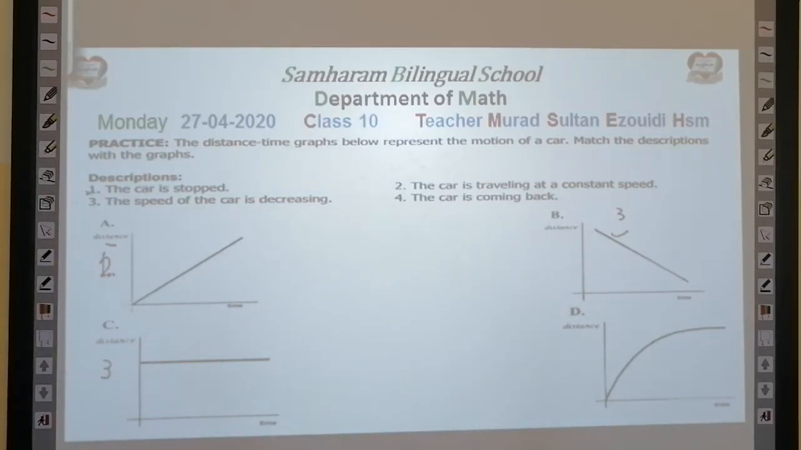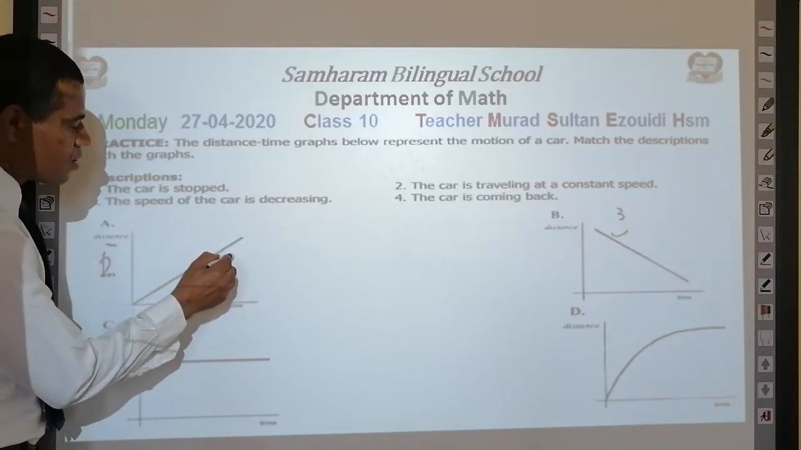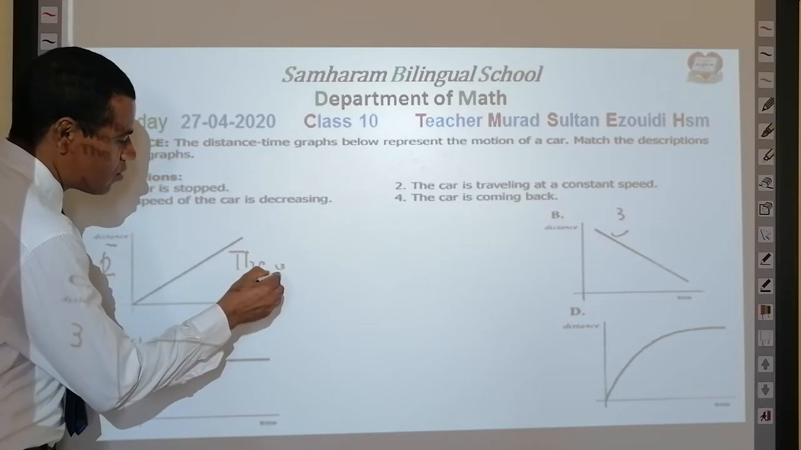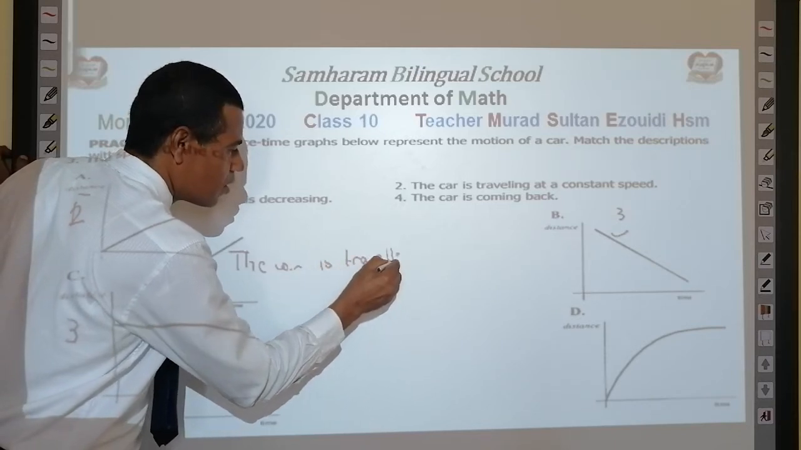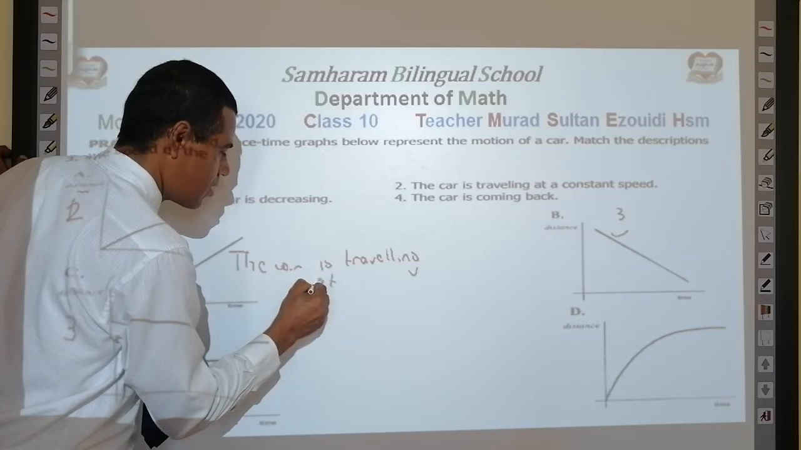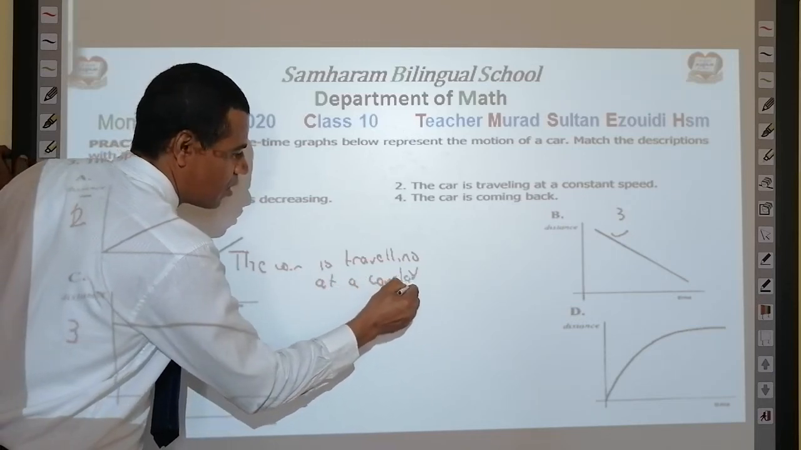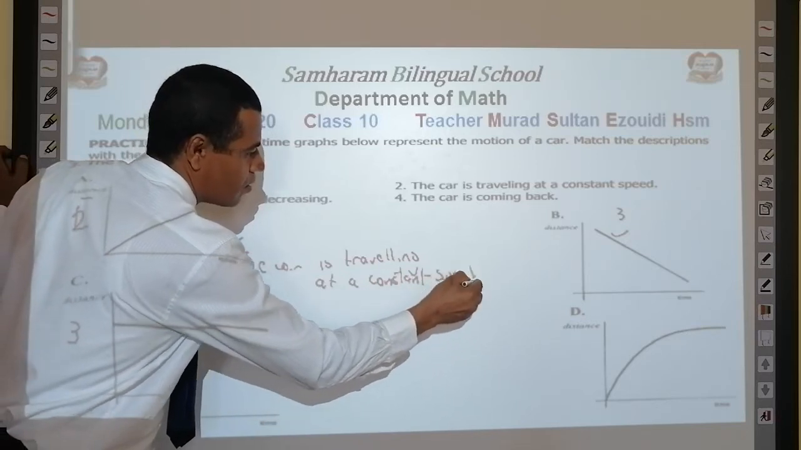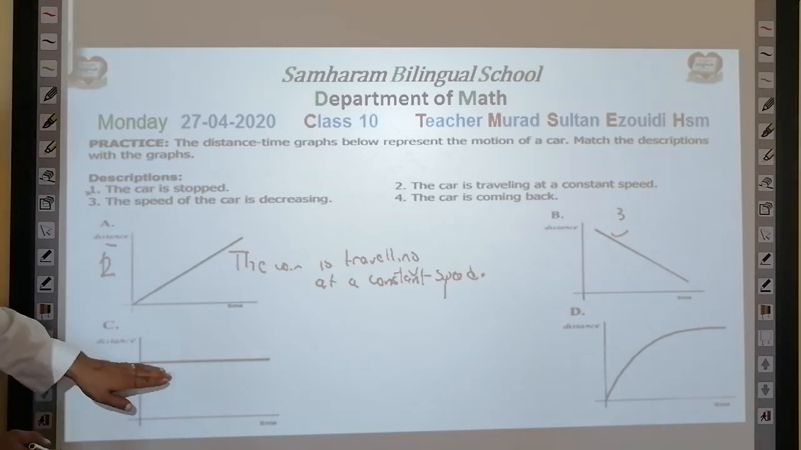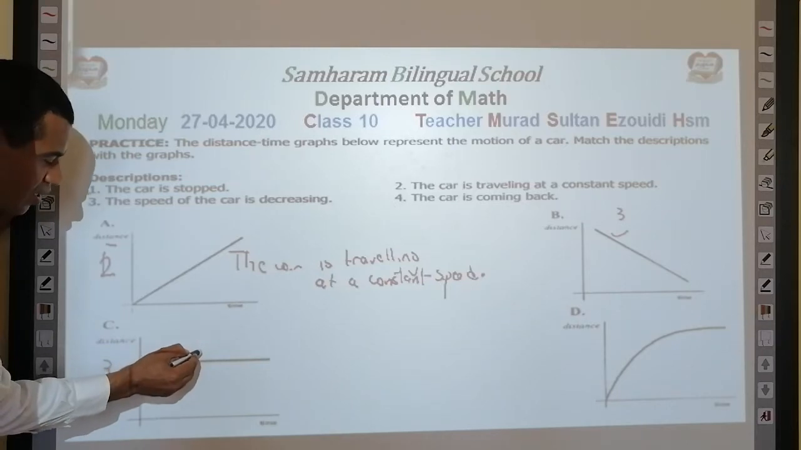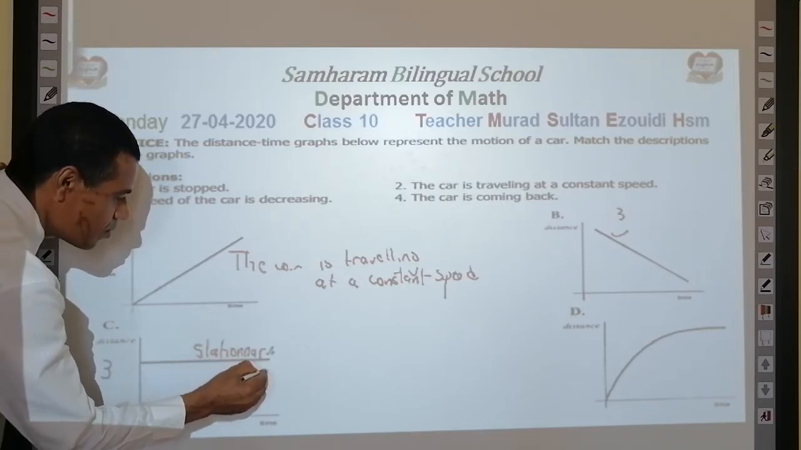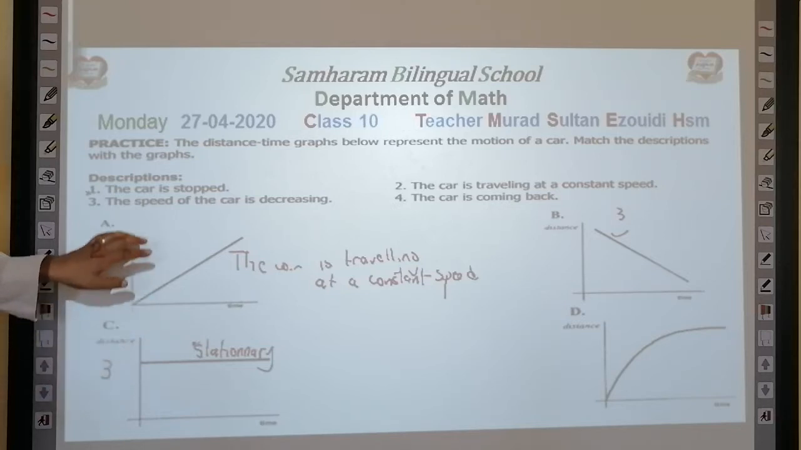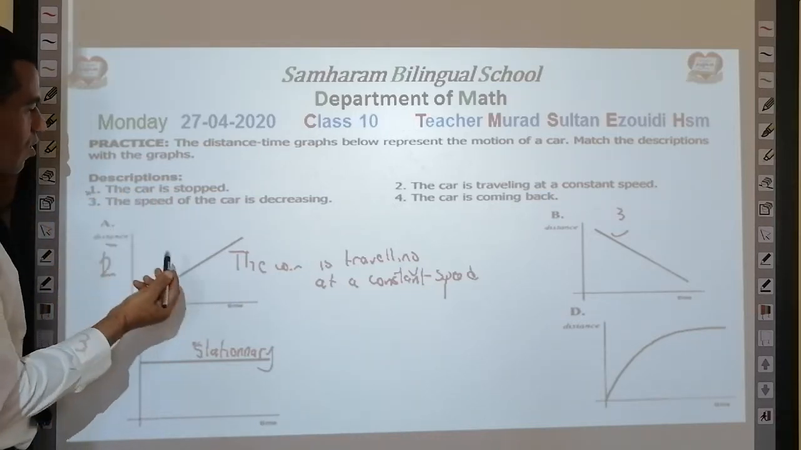We can see in the first diagram that the car is traveling at a constant speed. My learners, the car is traveling at a constant speed. Then for the C, we can see that the object is stationary, or the object does not move. Stationary means that the car is stopped or the car is not moving.